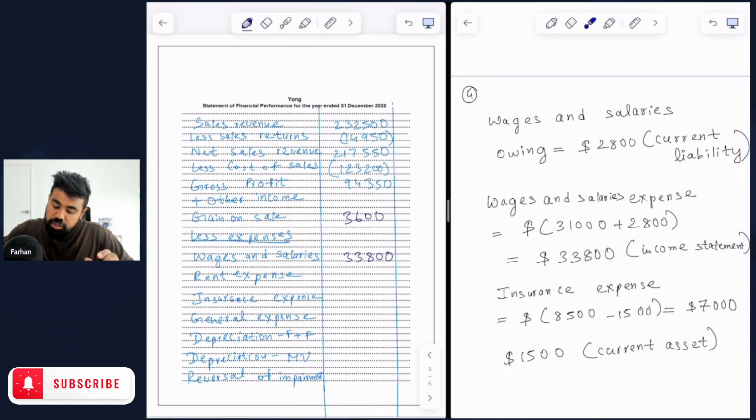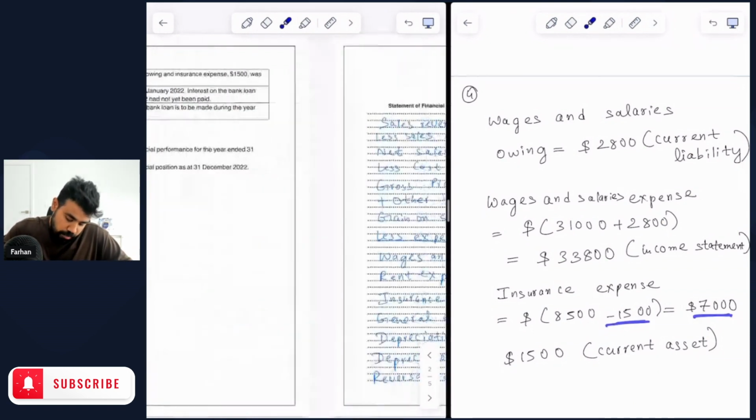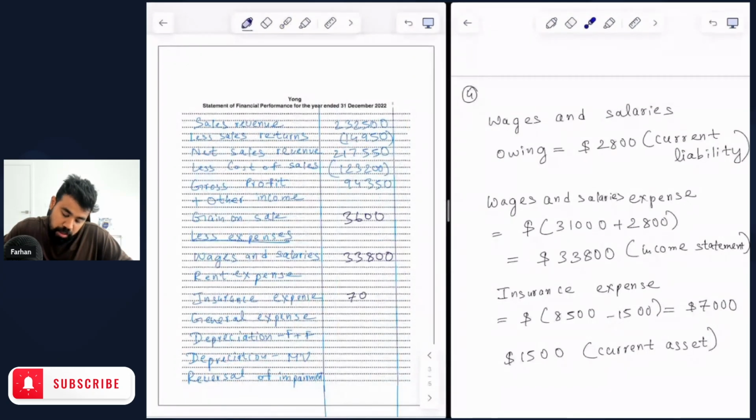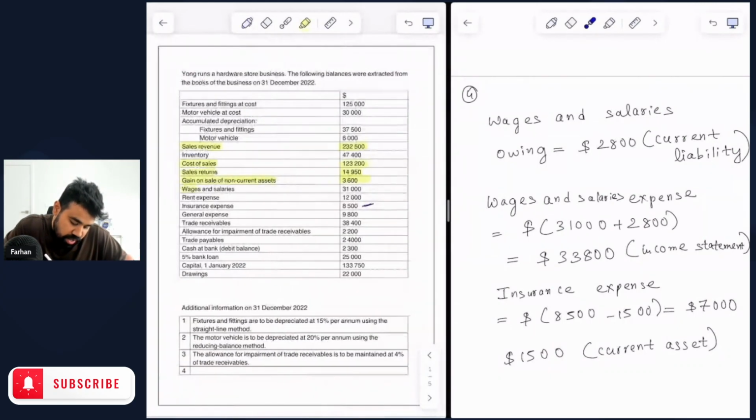So the amount for insurance expense we include in the statement of financial performance or the income statement is simply 8,500, which is what you will see is given within the table here. And we subtract the prepaid portion, and that gives us $7,000, which we want to include here for the insurance expense. Now, what I want to do is highlight the insurance expense and the wages and salaries that we have already taken care of. All right.